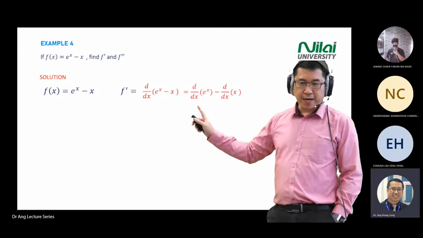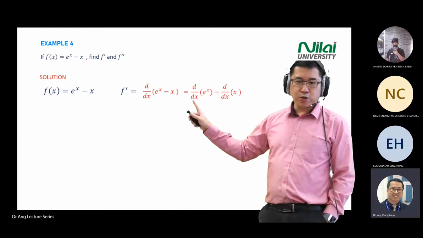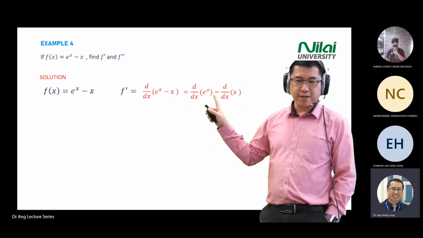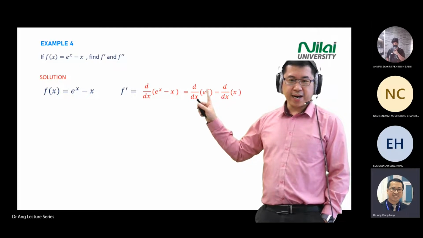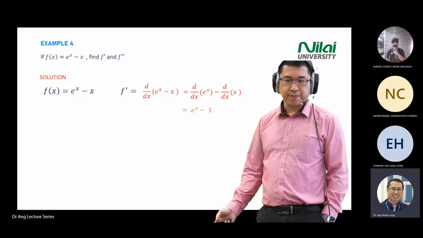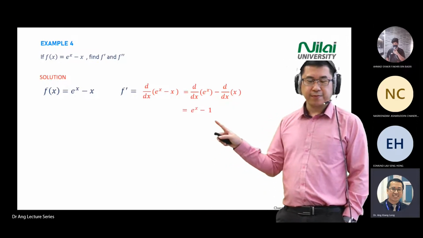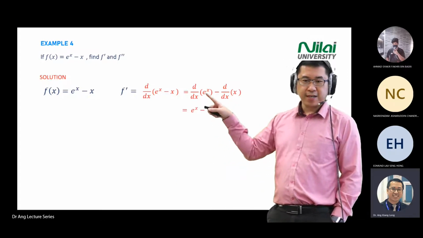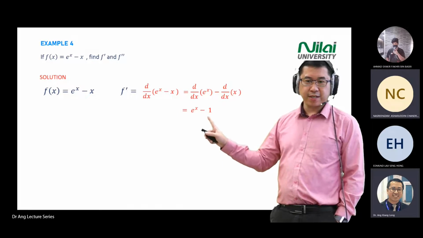So you do these two parts. If you really cannot do it, you just pull the negative out. So this one you get e^x, this one you get 1. So e^x minus 1 is the answer. Do you see this one? Lisa, do you understand? Here you get this one, you get this one.